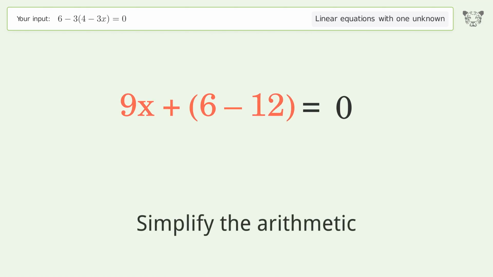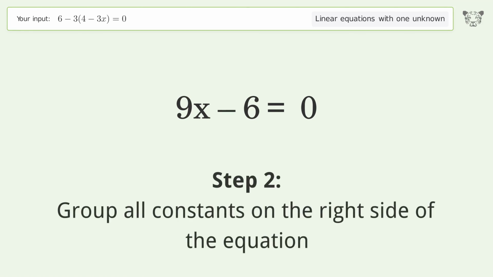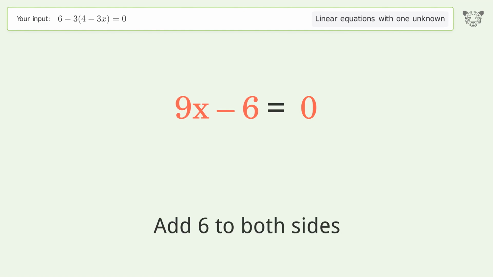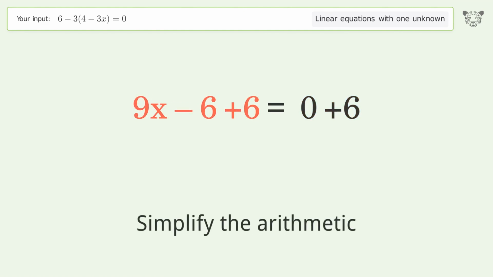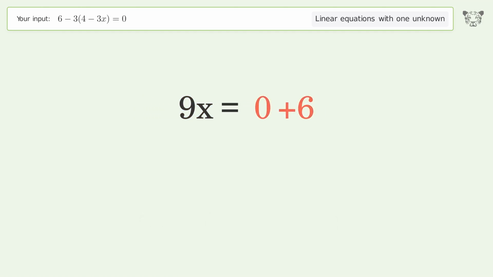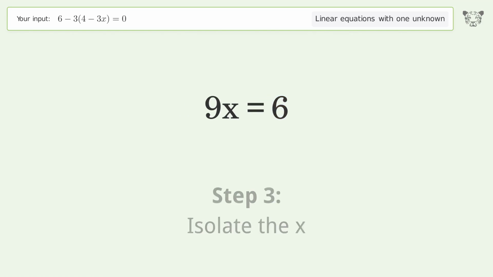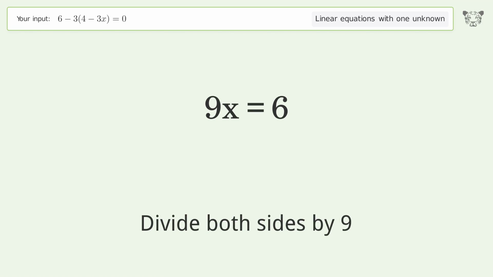Simplify the arithmetic. Group all constants on the right side of the equation. Add 6 to both sides. Simplify the arithmetic. Isolate the x. Divide both sides by 9.